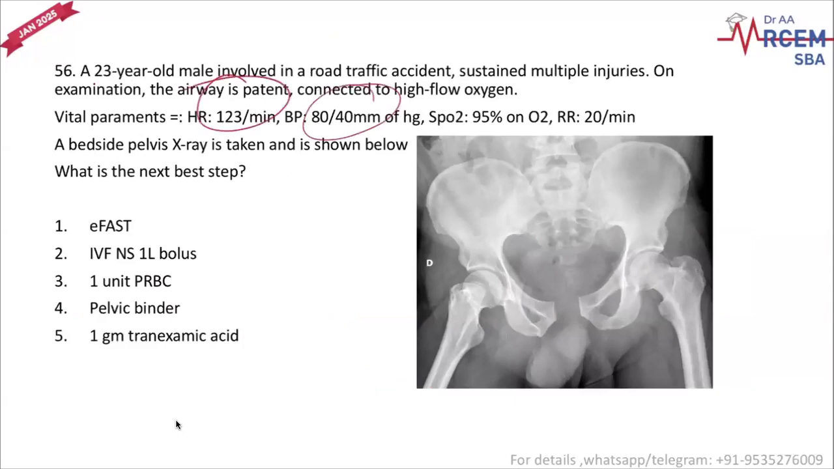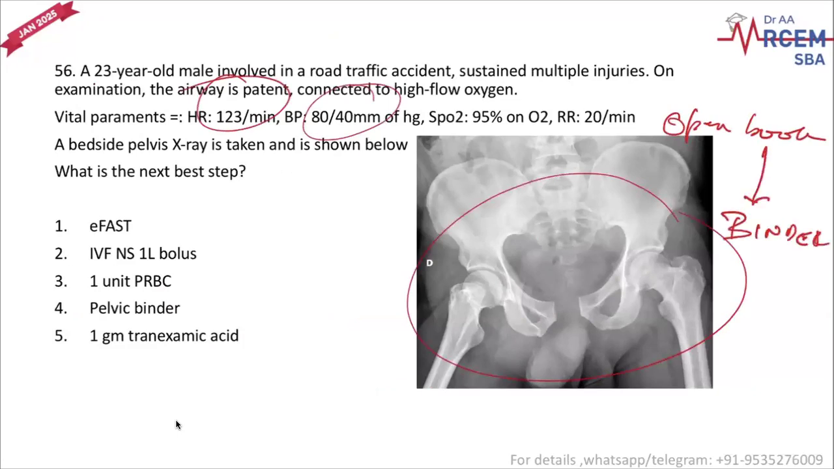The pelvic X-ray is taken and shown below. What's the best next step? Pelvic X-ray shows what? It shows an open book fracture. The treatment for open book fracture is a pelvic binder. So which one has a pelvic binder here? Fourth one. So the fourth one is the right answer.